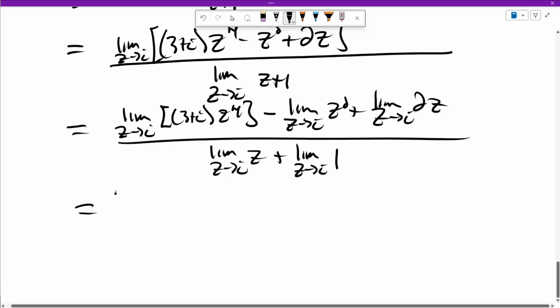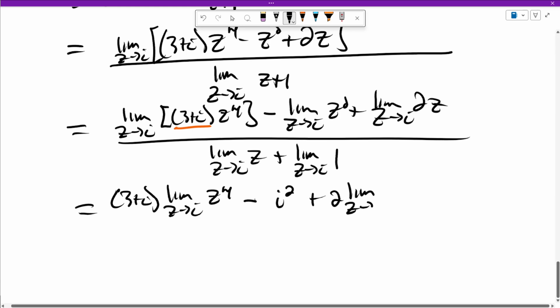Now, we can use the constant multiple rule for this guy. So that's going to be (3 plus i) times the limit as z goes to i of z to the fourth. We can actually compute this limit because we went over what happens with powers. That's just plug in i. And then we can use our constant multiple rule here to pull out that 2. So some of these we can just compute.